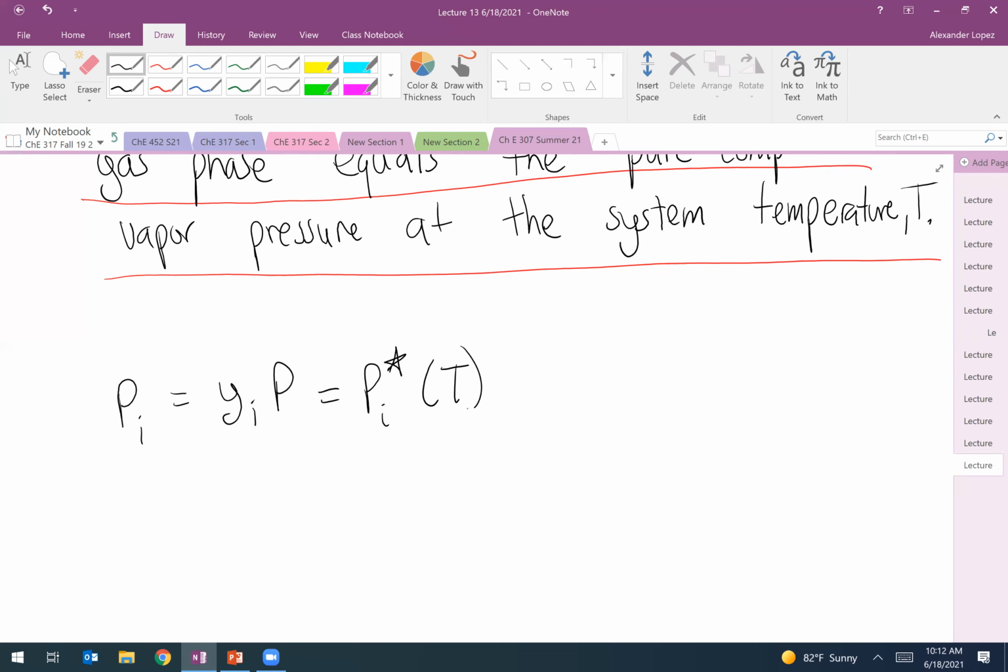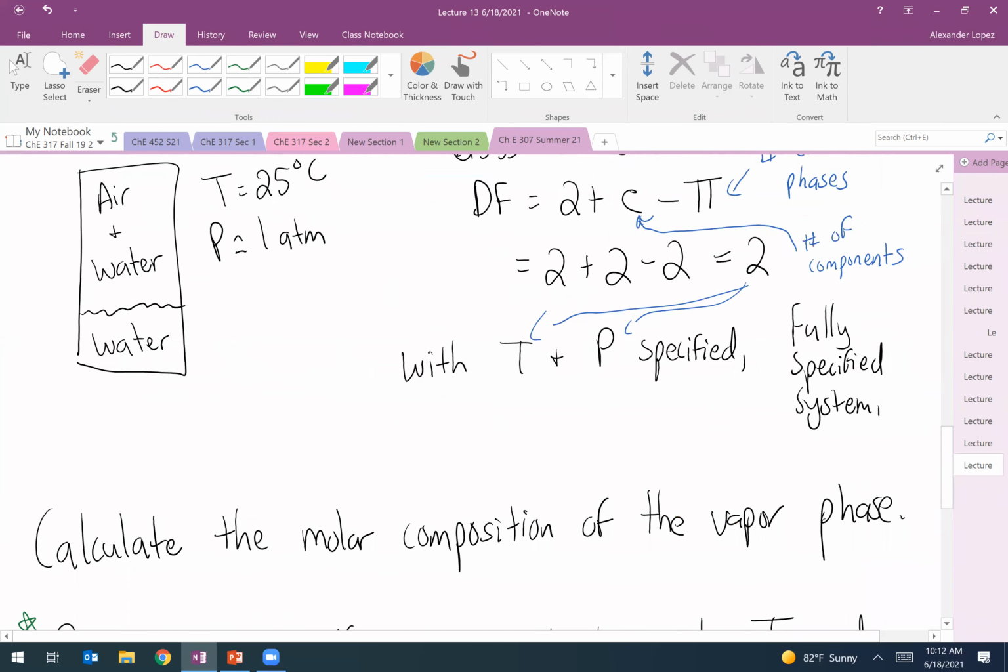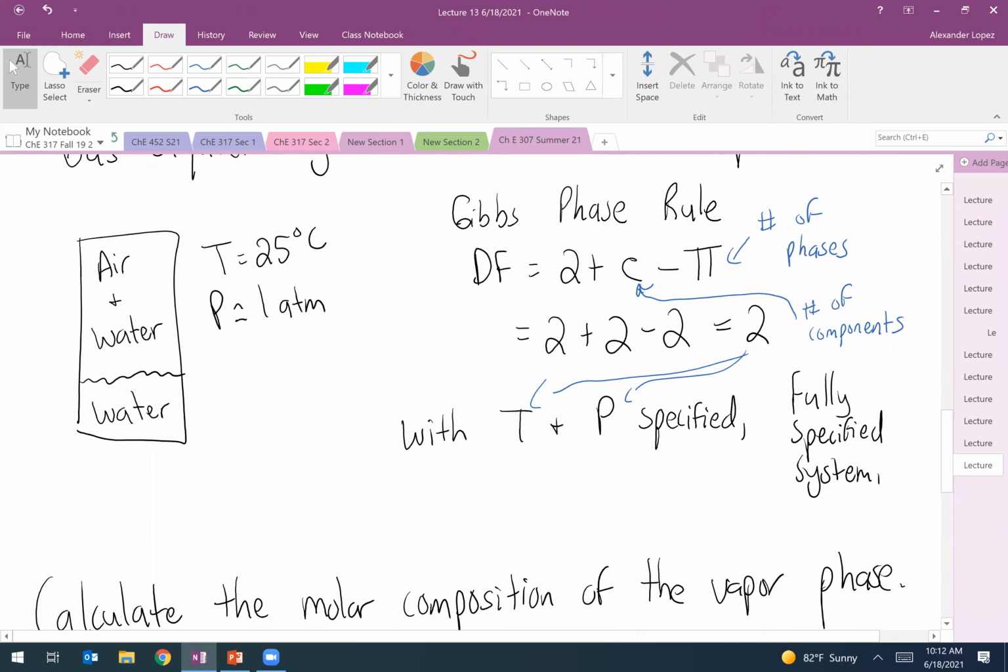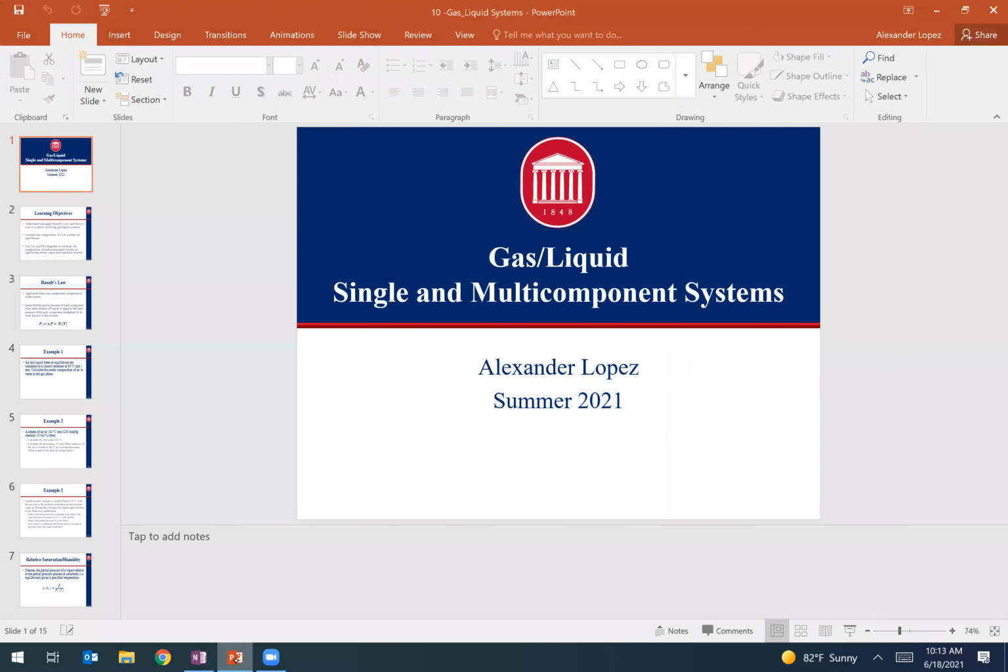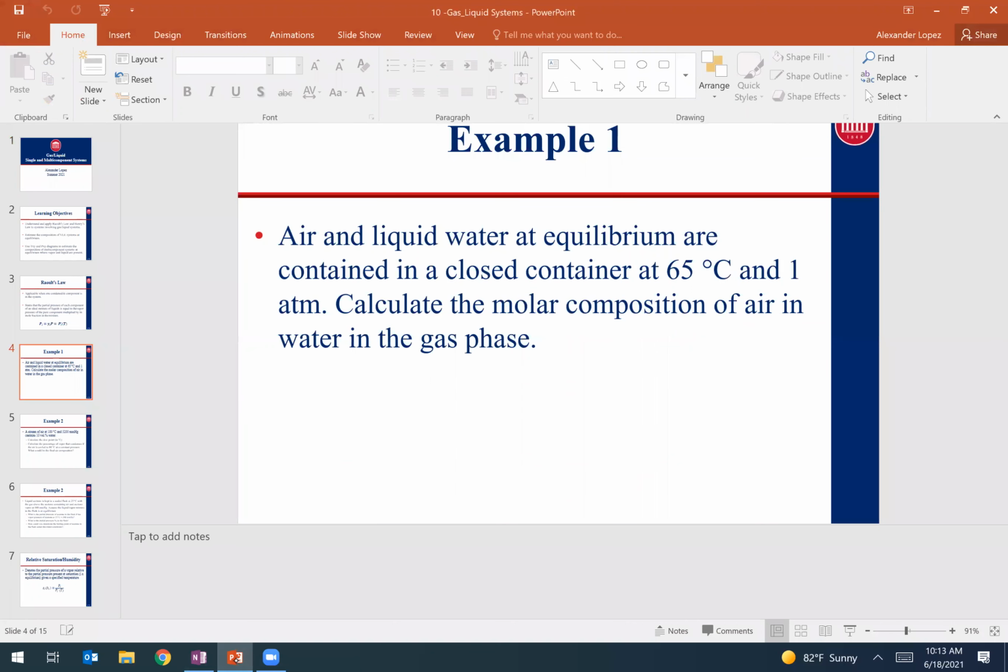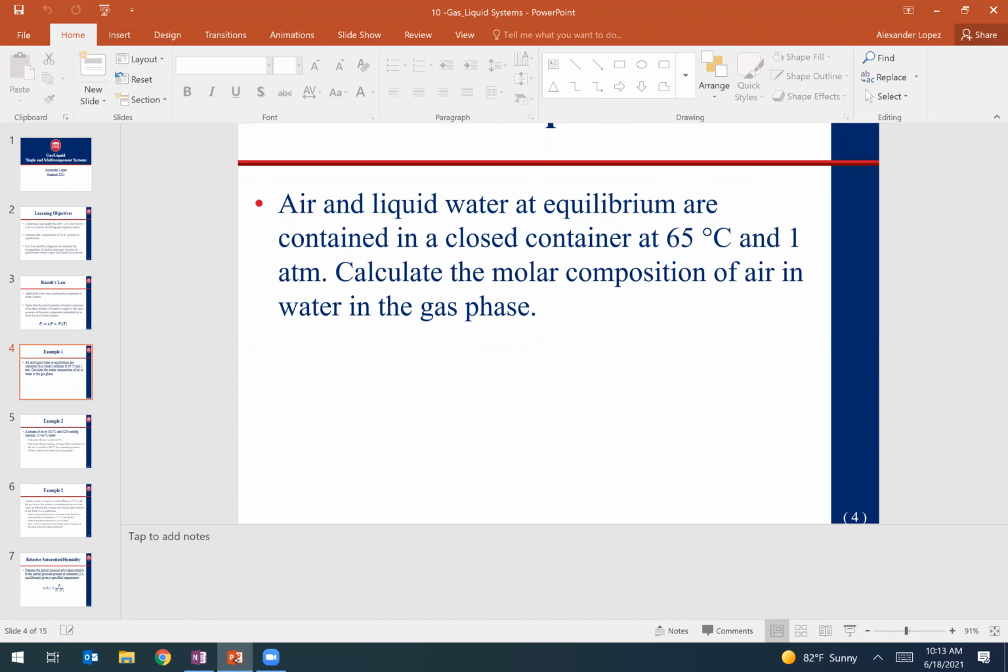Which means for this gas-liquid system, I can find the mole fraction of water in air simply by calculating the vapor pressure of water at 25 degrees C. So let's change it up a little bit. Let's say I'm going to make it a little warmer, gets a little more vapor pressure from the water. So looking at the same system, but now I'm changing the temperature to 65 degrees C in 1 atmosphere. What is the molar composition of air and water in the gas phase?